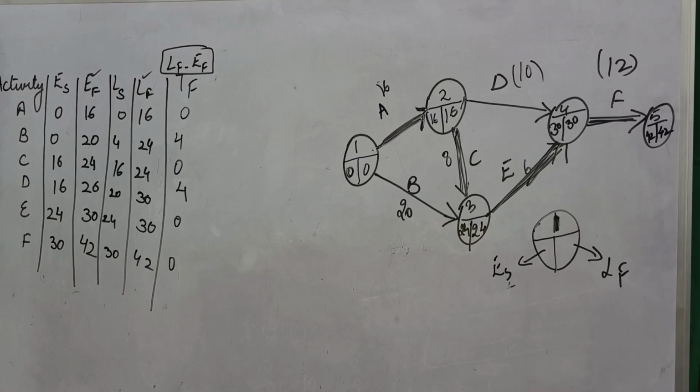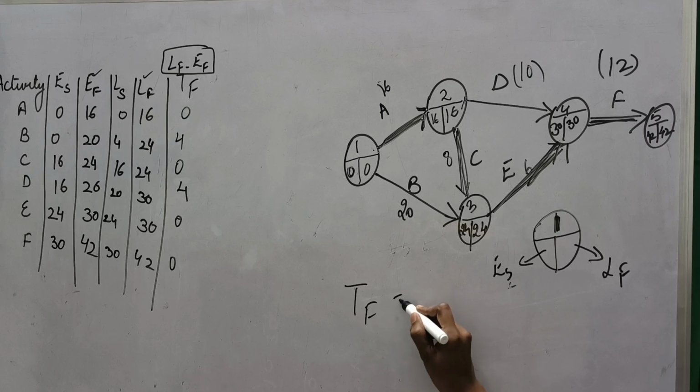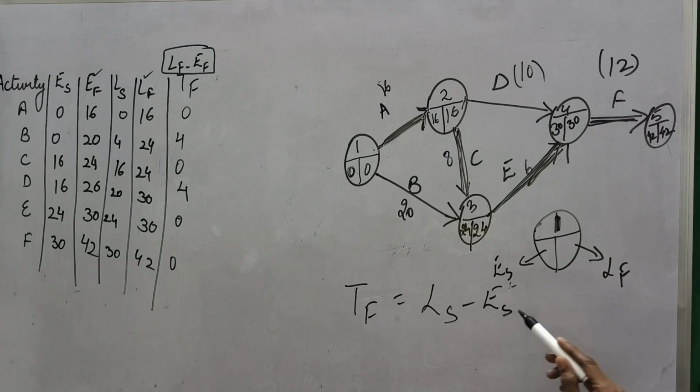Now another way to find out the total float is by calculating LS minus ES. So you can note down this as well. Total float can also be calculated by LS minus ES. Instead of finish, we can take start also.